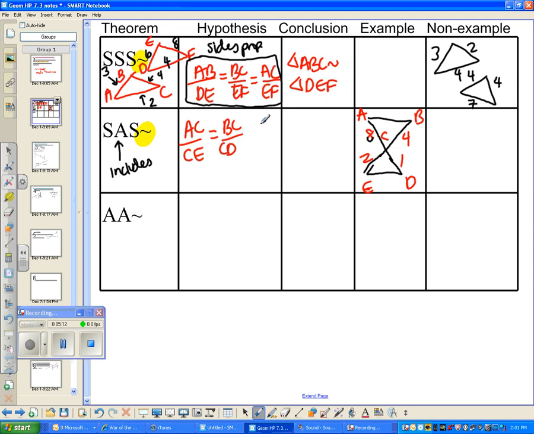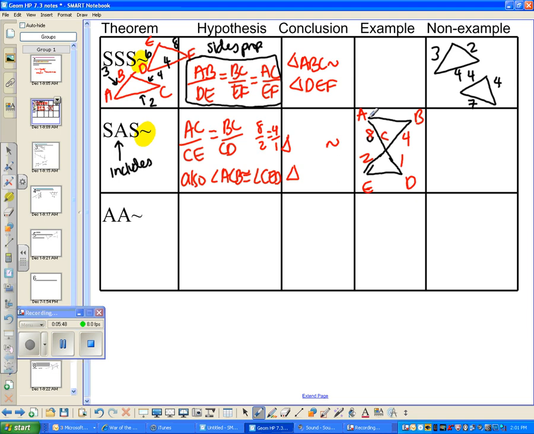8 over 2, is that similar to 4 over 1? Absolutely, they have the same similarity ratio. SAS talks about not only the sides, but also that the included angle should be congruent to each other. And we do know that those are congruent because of vertical angles. So angle ACB has to be congruent to angle CED. Therefore, those triangles are going to be similar. So that means these other sides will also be proportional and these corresponding angles will be congruent as well.